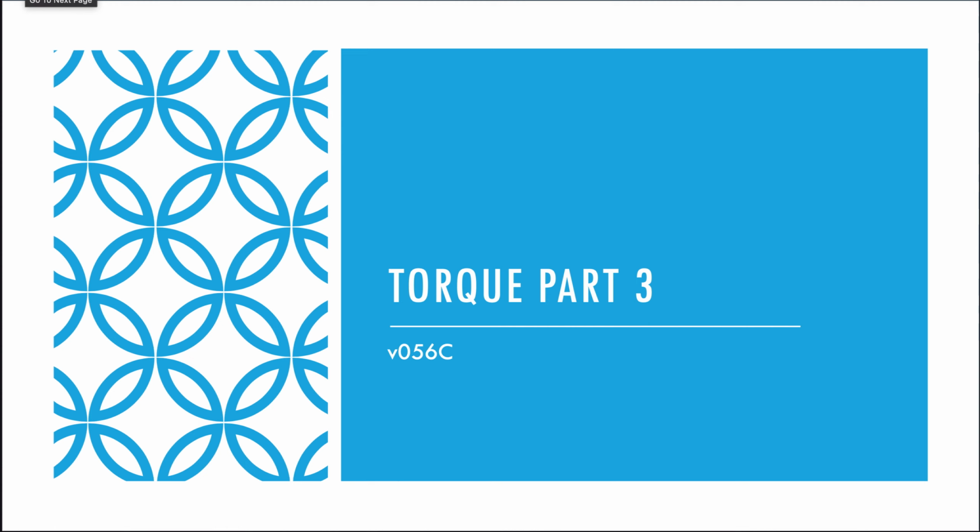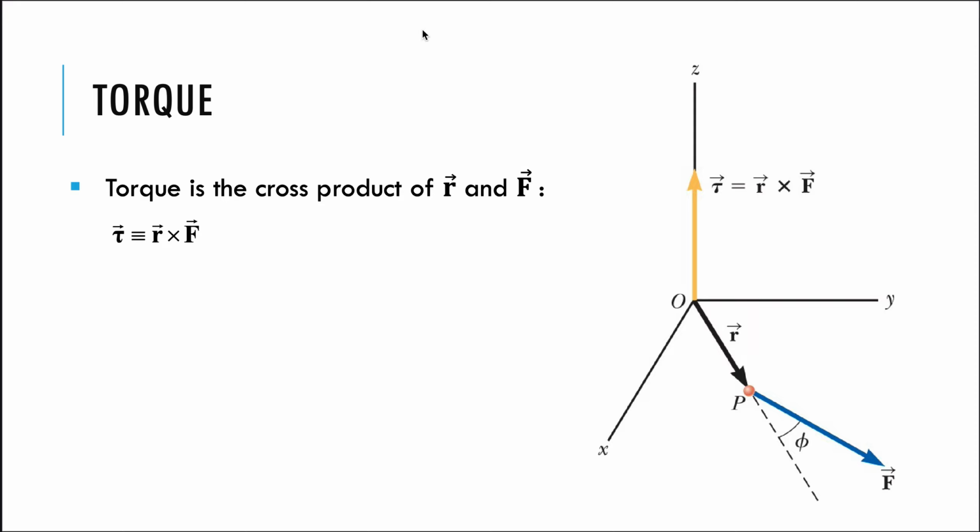In this video, we're going to go over a third definition of torque. Torque is defined as the cross product of R and F. So this is our new definition. It turns out that this definition is very similar to the two definitions that we just talked about.